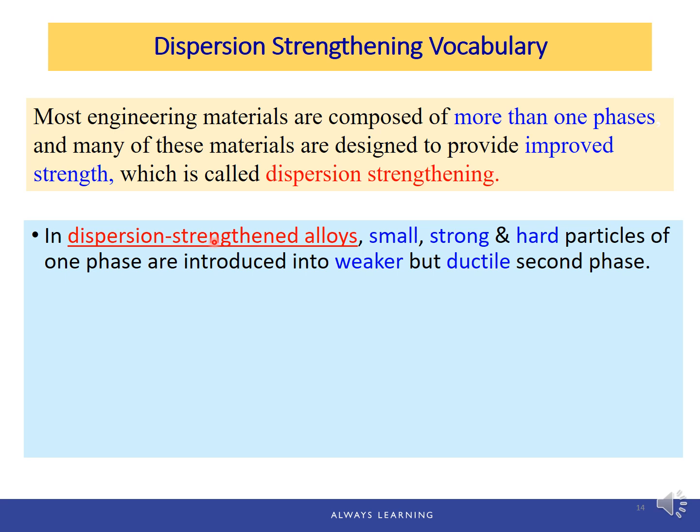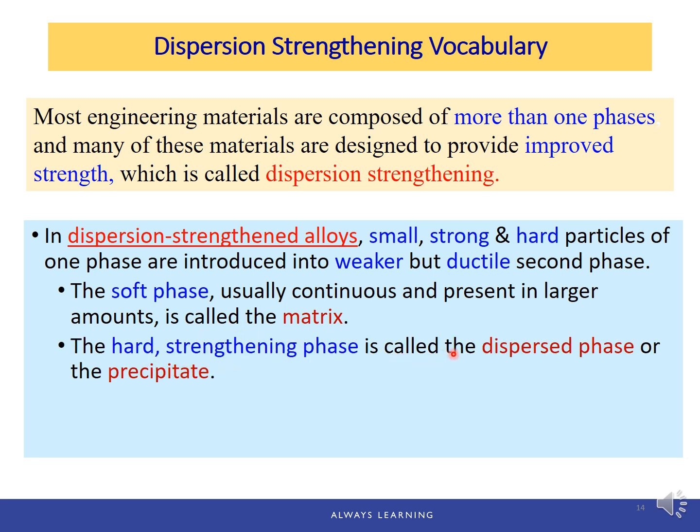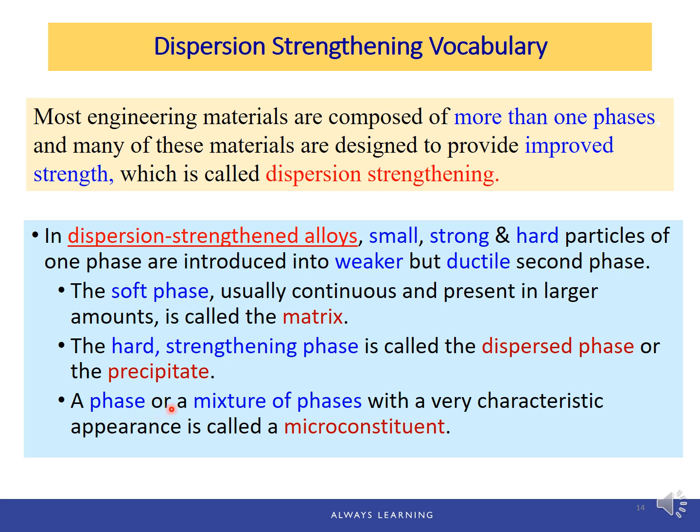In dispersion strengthened alloys, small, strong, and hard particles of one phase are introduced into a weaker but ductile second phase. So in the lead and tin system, the small, strong, and hard particles will be the beta phase, and the weaker but ductile second phase is the alpha phase. The soft phase, which is usually continuous and present in larger amounts, is called the matrix, and the hard strengthening phase is called the dispersed phase or the precipitate, like the beta phase. A phase or a mixture of phases with a very characteristic appearance is called a microconstituent, which we mentioned before.